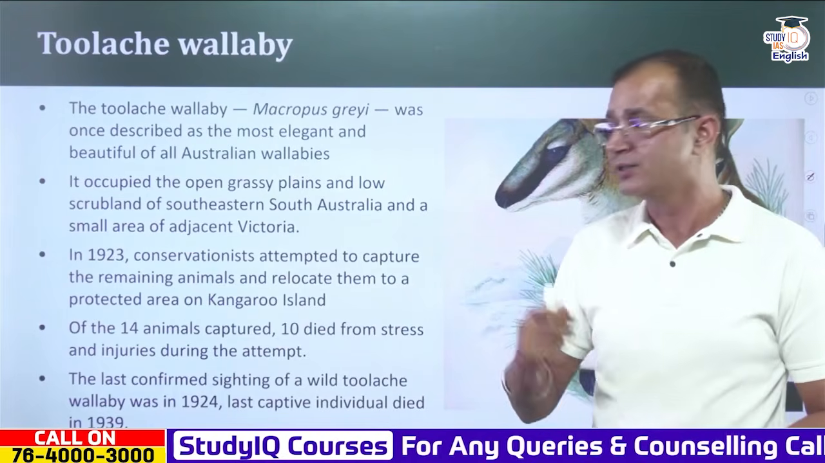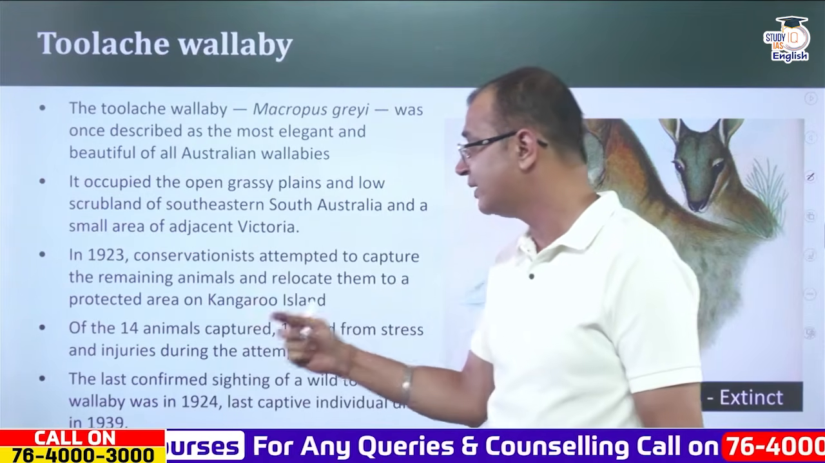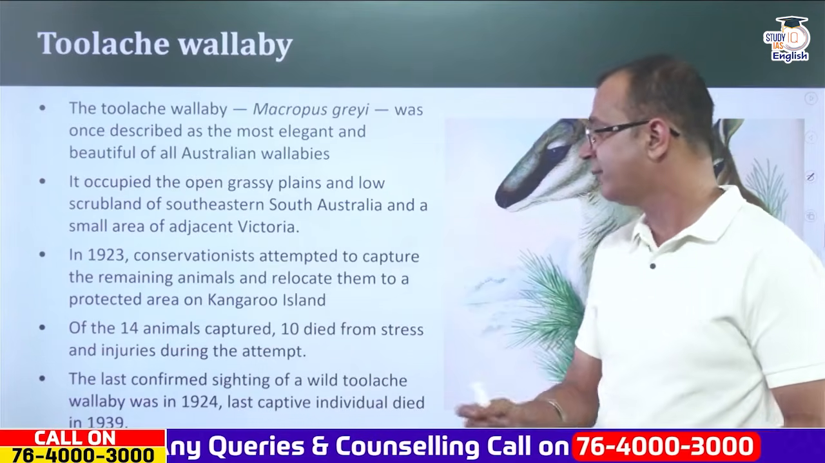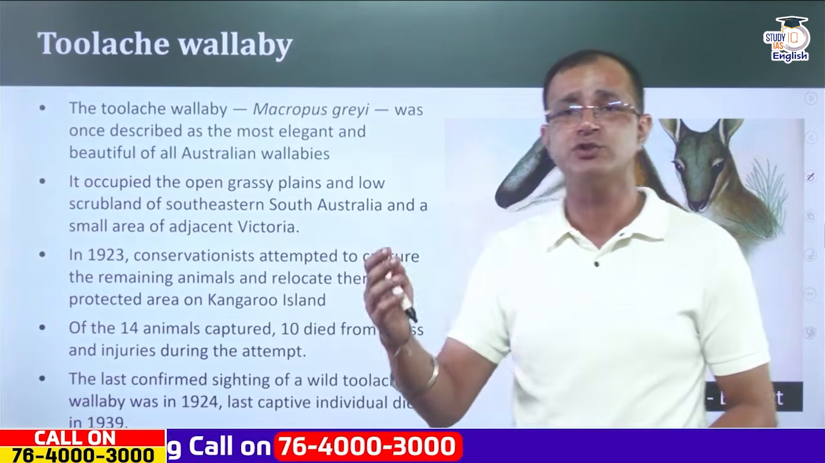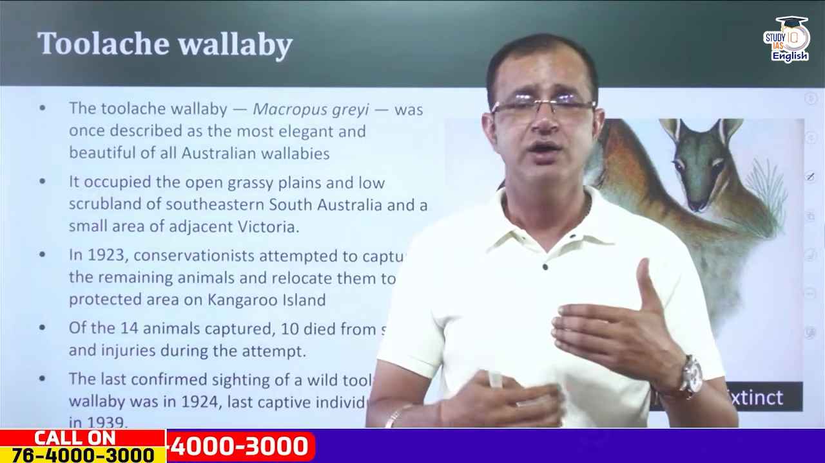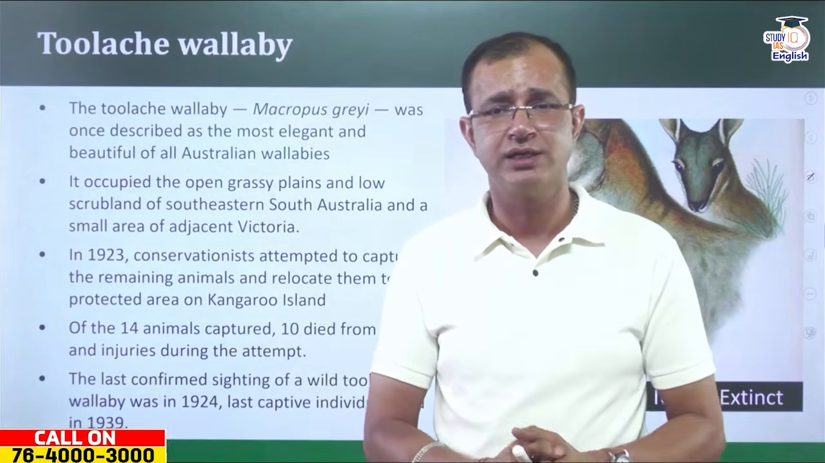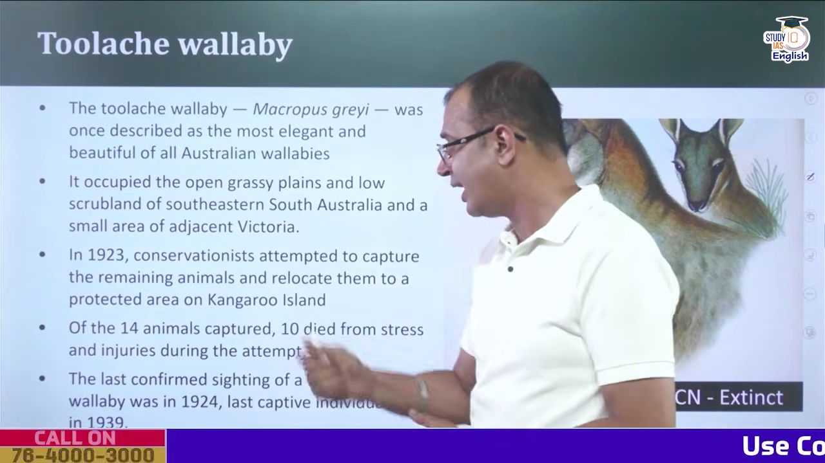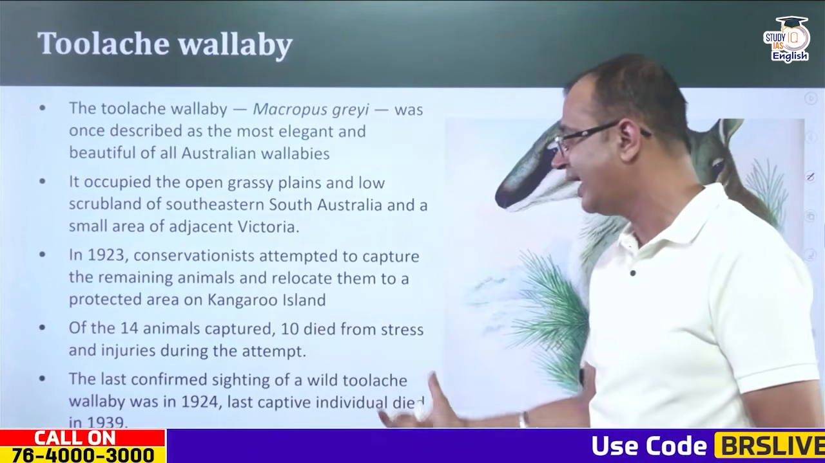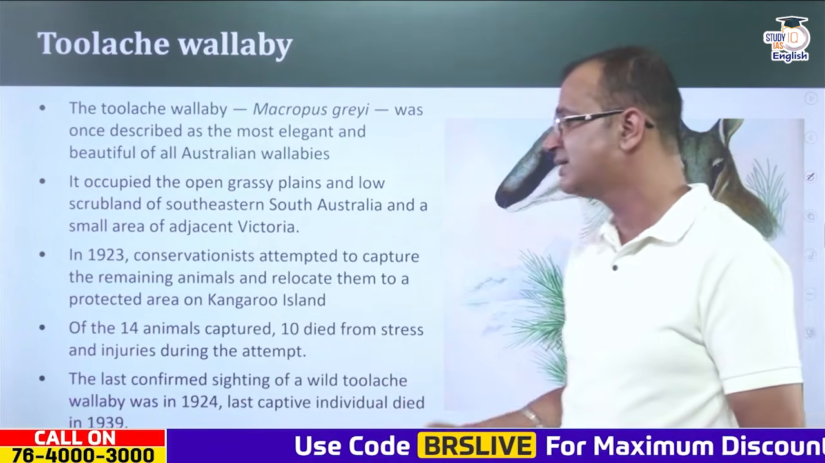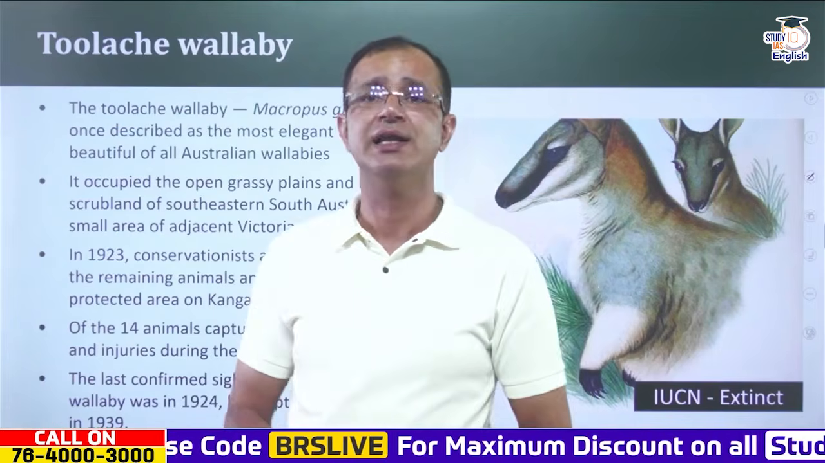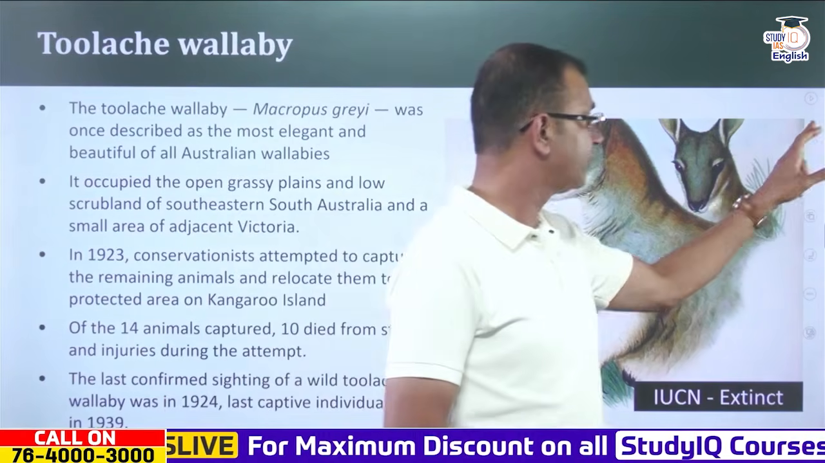But what happened? Of all the 14 animals that were captured, 10 of them died from the stress and injuries during the attempt, and the remaining 4 were released in the wild. The last confirmed sighting of a wild toolache wallaby was in 1924, and the last captive individual died in 1939, and since then they have been extinct.